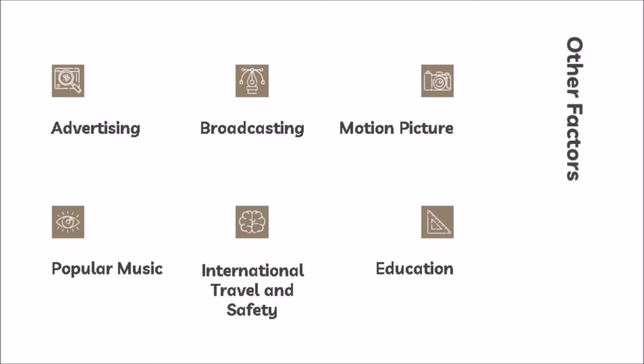Next one is broadcasting. Britain was the pioneer in the use of the telegraph, and all communications were made in English, it being necessary that all telegraph operators spoke English. So it was one of the most important factors in the spread of English throughout the world.